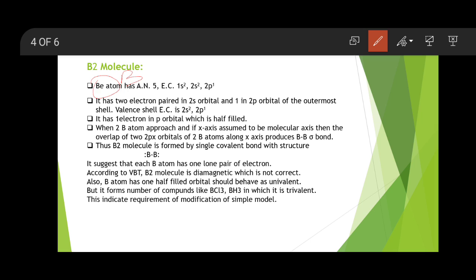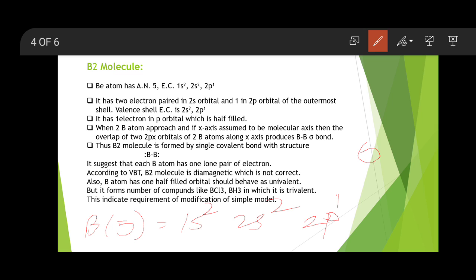Boron has atomic number 5, and therefore the electronic configuration of boron becomes 1s2, 2s2, 2p1. Everybody understood? Boron has atomic number 5. That means boron has how many electrons? 5 electrons. Remember, whatever the atomic number, the same number of electrons will be present in that element. 1s2, 2s2, 2p1. So this is the electronic configuration of boron.